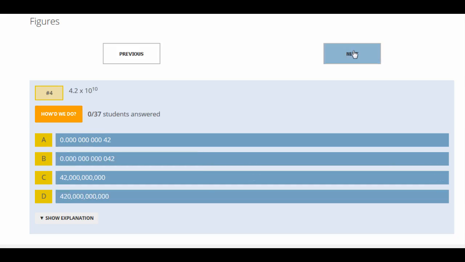All right, next, 4.2 times 10 to the 10th. First question you should always ask if you're uncomfortable or don't feel like scientific notation is your strength: ask yourself, is the number really big or really small? So get your answers locked in. 5, 4, 3, 2, 1.